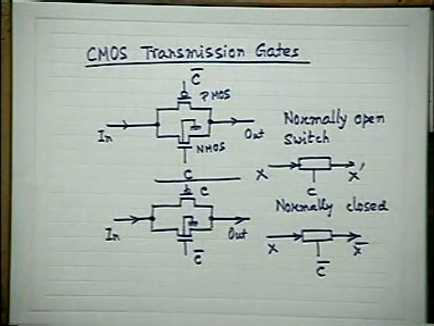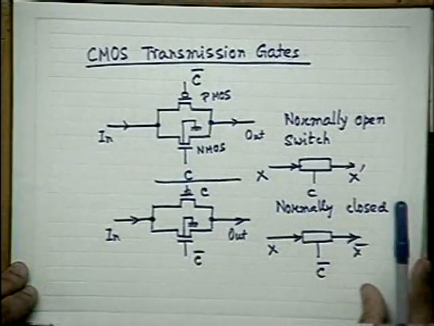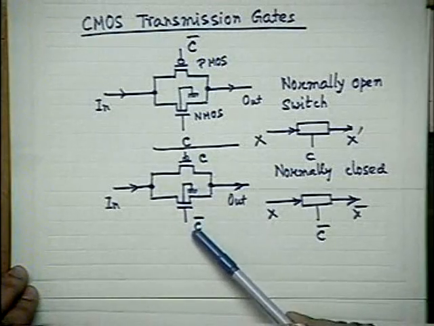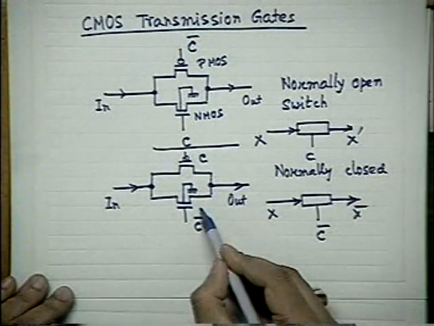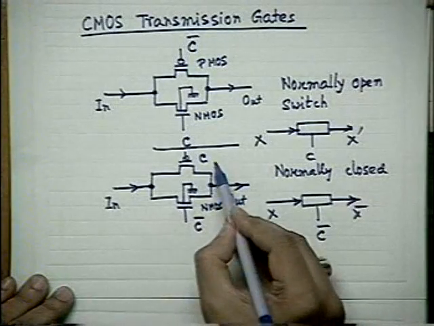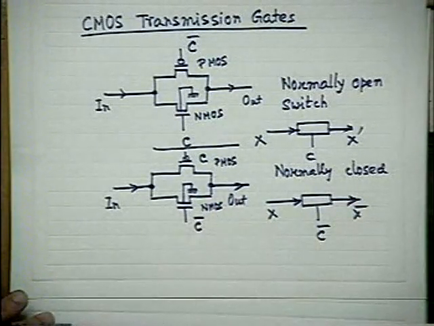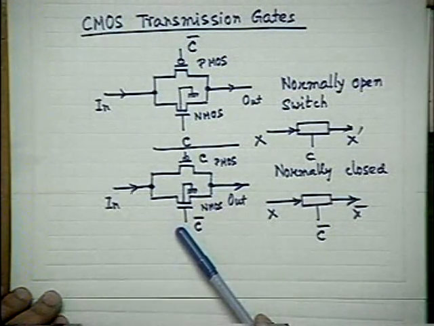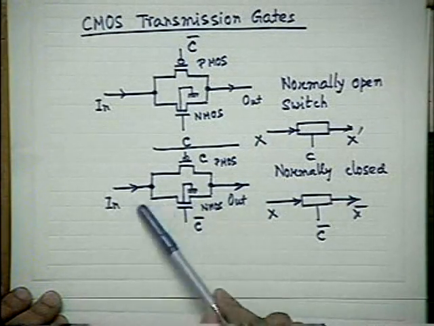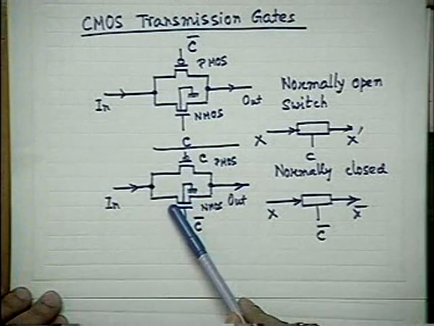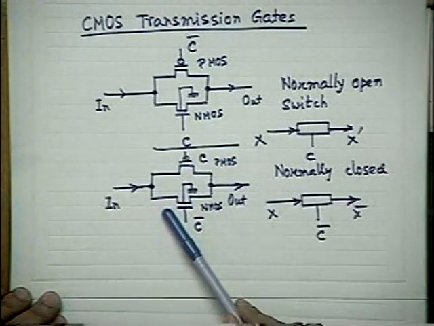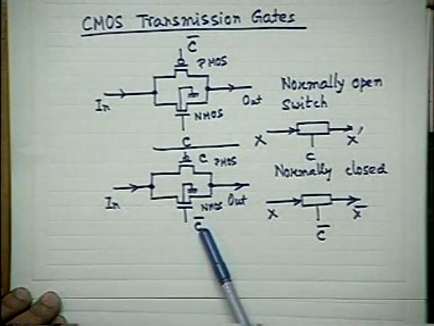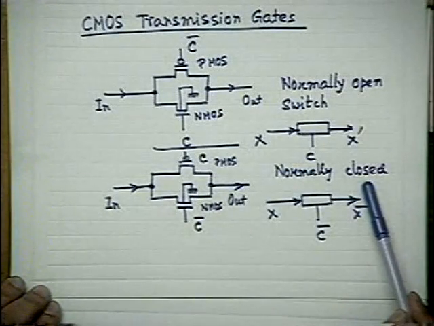These are the symbols of the normally open and normally closed switch in CMOS technology. Here is the same circuit, only here at the clock, at the nMOS input gate, we apply the inverse of the clock. So when C is 0, C bar is 1, so this transistor is on. It passes it, but unfortunately this is VDD and this is also VDD. C is 0 means this is normally on, that is why this is normally closed.